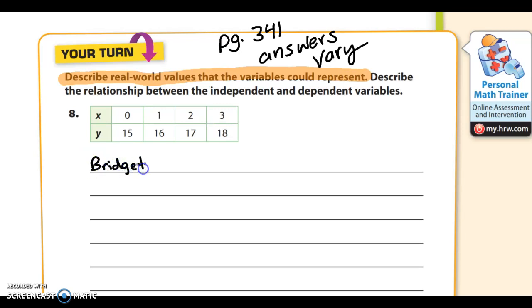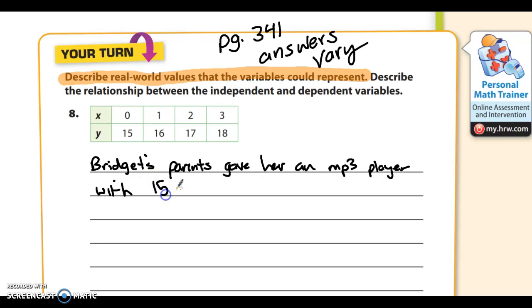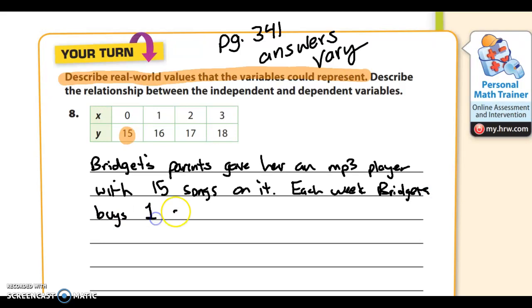So we're going to say that Bridget's parents, just make it a name here, gave her an MP3 player with 15 songs on it. So this is the 15 that we just described right here. And so what could x be? Well, x could be she wants to increase her amount of songs each week. So we're going to say each week, Bridget buys one song to add to her total.